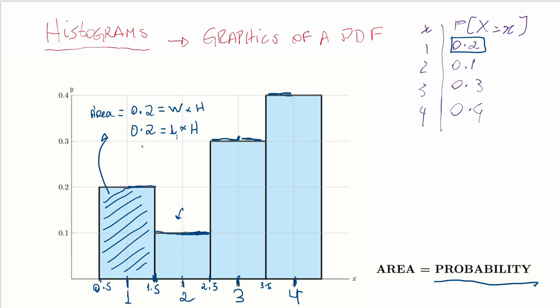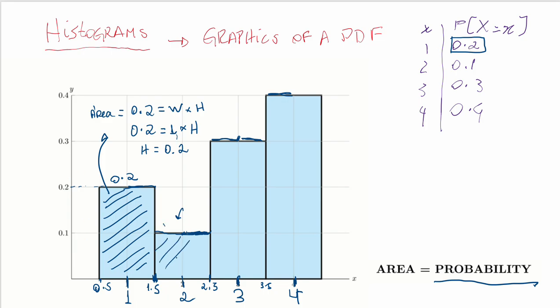So if the area has to be equal to 0.2, and the width is 1, how should I set up the height of this rectangle? Well, 0.2. It's exactly the height of this rectangle. You can see here it is 0.2, because 0.2 times 1 will give me this probability of 0.2. Okay? Easy. All right? Let's do the second one.